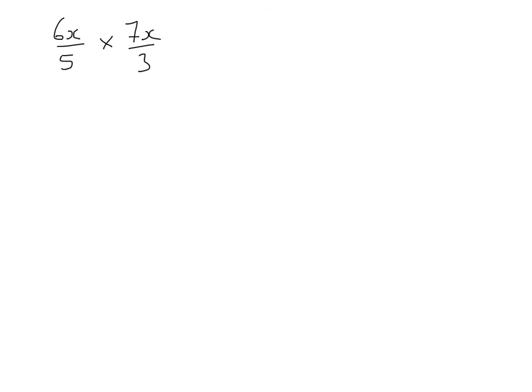Just like before, we're going to multiply together the numerators. So 6 times 7 is 42, x times x is x squared, and 5 times 3 is 15. This time, though, we can't simplify any further.